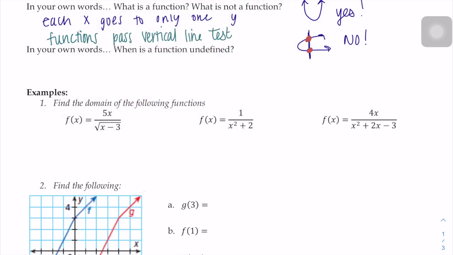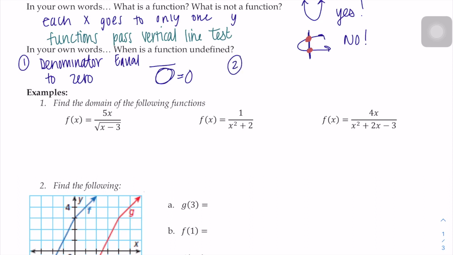All right. When is a function undefined? There's actually two times that a function could be undefined. The first one is if you have a denominator equal to 0. So anytime that you have a fraction, if this bottom part is equal to 0 at any point, it's going to be undefined at a specific value. So you're going to have to determine what that value is.